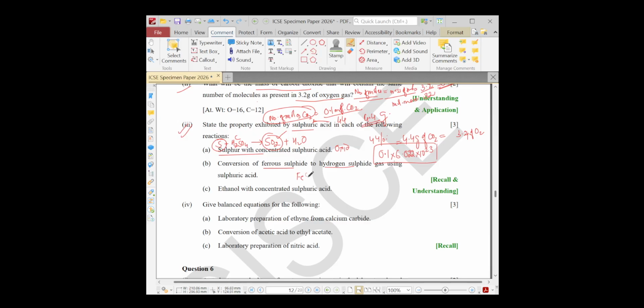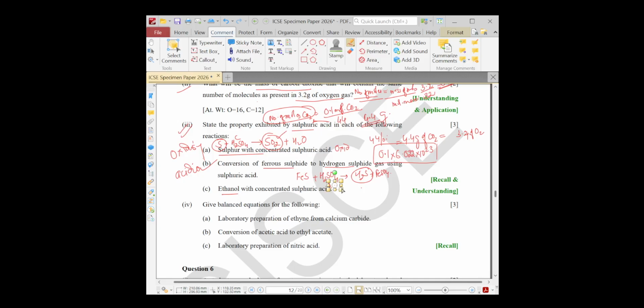Then ferrous sulfide is converted to hydrogen sulfide. So we take FeS and treat it with H2SO4. You get H2S plus FeSO4. Here sulfuric acid acts as an acid and it releases hydrogen sulfide gas. So over here sulfuric acid acts as an acidic agent, so the property is acidic. The earlier one was oxidizing.